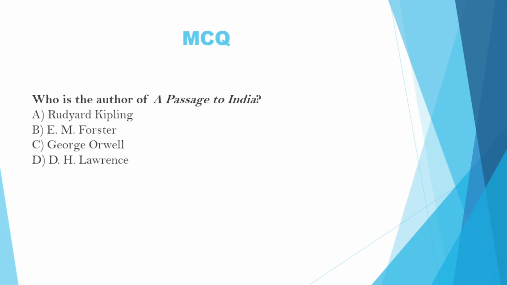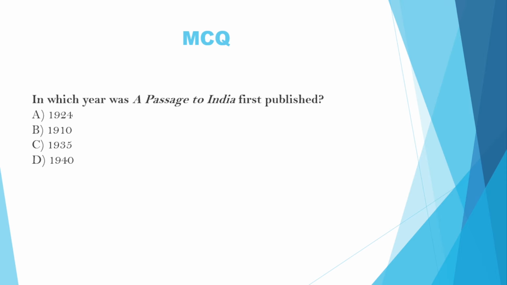First question is, who is the author of A Passage to India? Option A Rudyard Kipling, option B E.M. Forster, option C George Orwell, option D D.H. Lawrence. The correct answer is B, E.M. Forster.